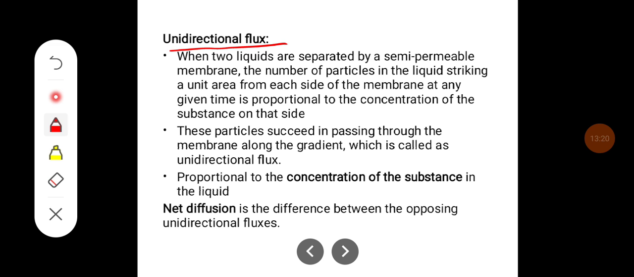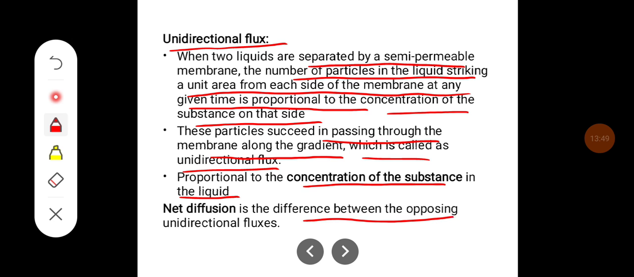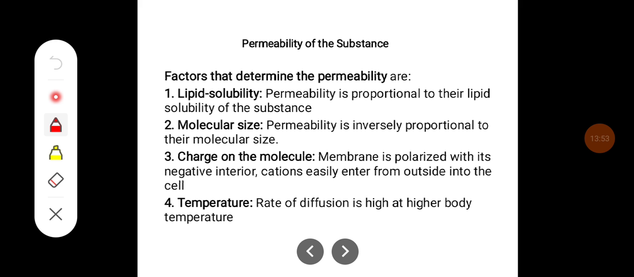Unidirectional flux. When two liquids are separated by a semi-permeable membrane, the number of particles in the liquid striking the unit area from each side of the membrane at any given time is proportional to the concentration of substance on that side. These particles succeed in passing through the membrane along the gradient, which is called unidirectional flux. It's proportional to the concentration of substance in the liquid. Net diffusion is the difference between the opposing unidirectional fluxes.